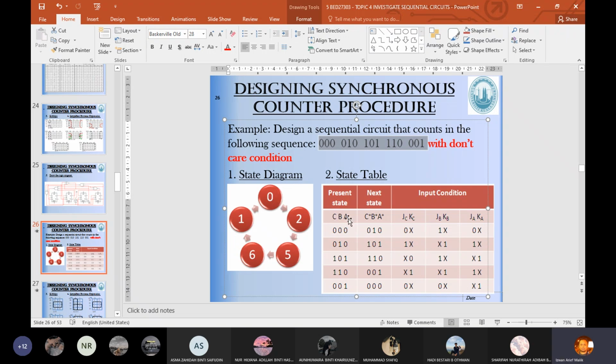Okay, so bila you buat present state, starts from 0, 0, 0, next state dia 0, 1, 0, and then bawah ni sepatutnya ada 1, 1, 1. Sorry, 0, 0, 1. 001 sepatutnya pergi ke 000. Okey lah, macam table ni pun tengok dia terbalik kan. Dia letak 0 ke 2, 2 ke 5, 5 ke 6, 6 ke 1.